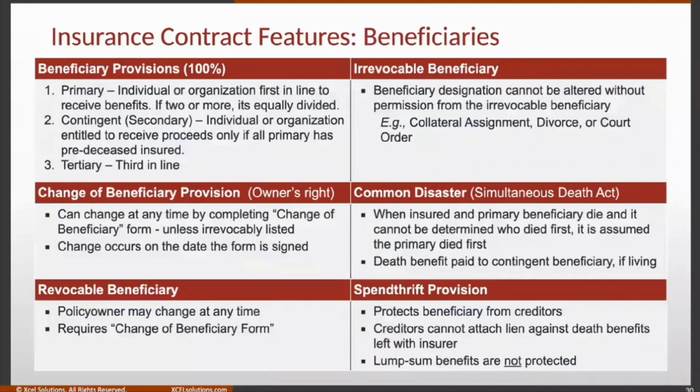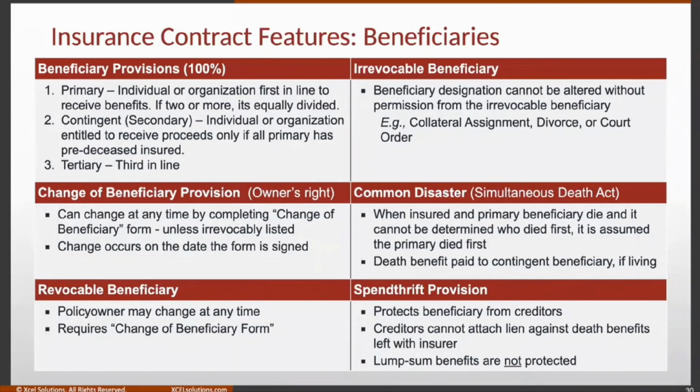Now, beneficiaries. Beneficiary provisions. You can designate a primary beneficiary. You can designate a secondary beneficiary or series of them. And you also can name a tertiary beneficiary, third in line to receive if there are no primary and if there are no secondary beneficiaries yet still alive. If you name more than one beneficiary, your designations have to add up to 100% if you use percentage splits, and they have to add up to the number 1 if you use fractional shares.